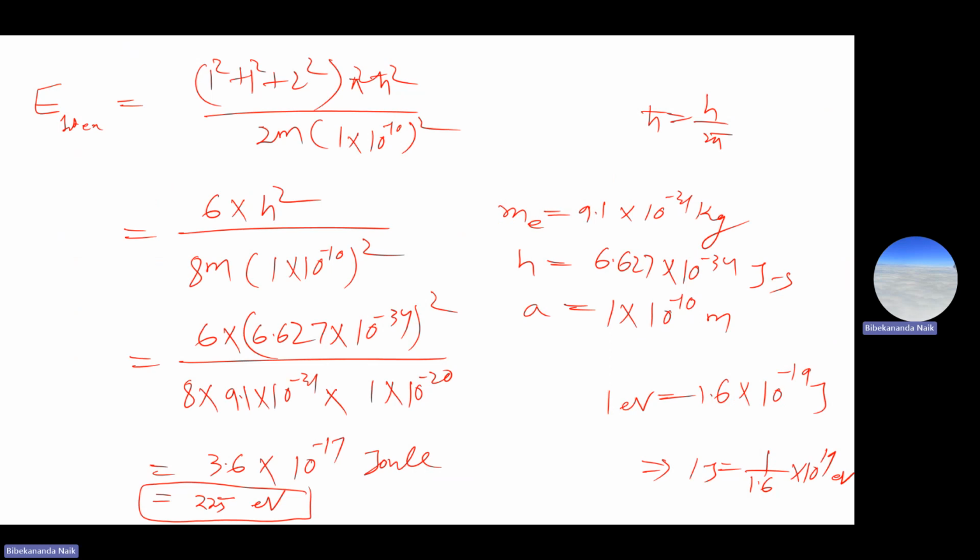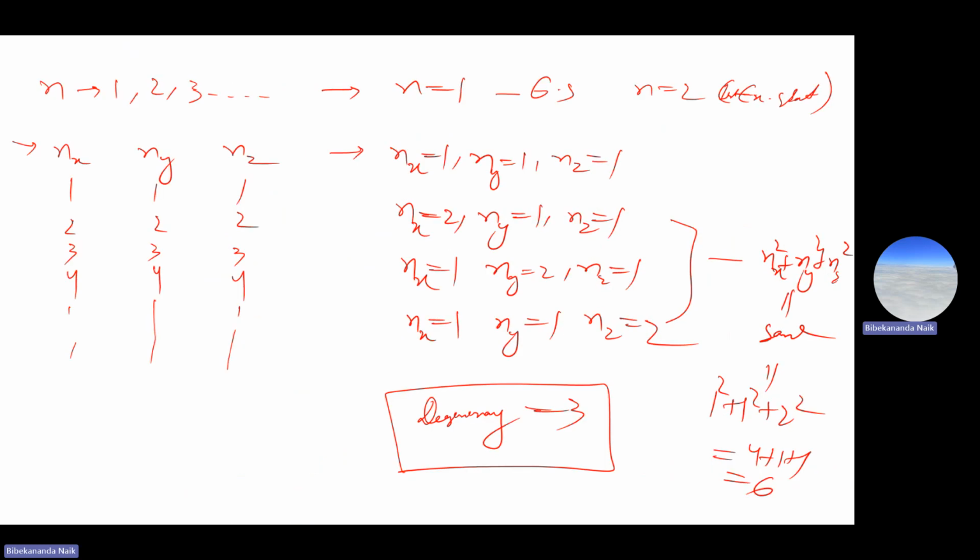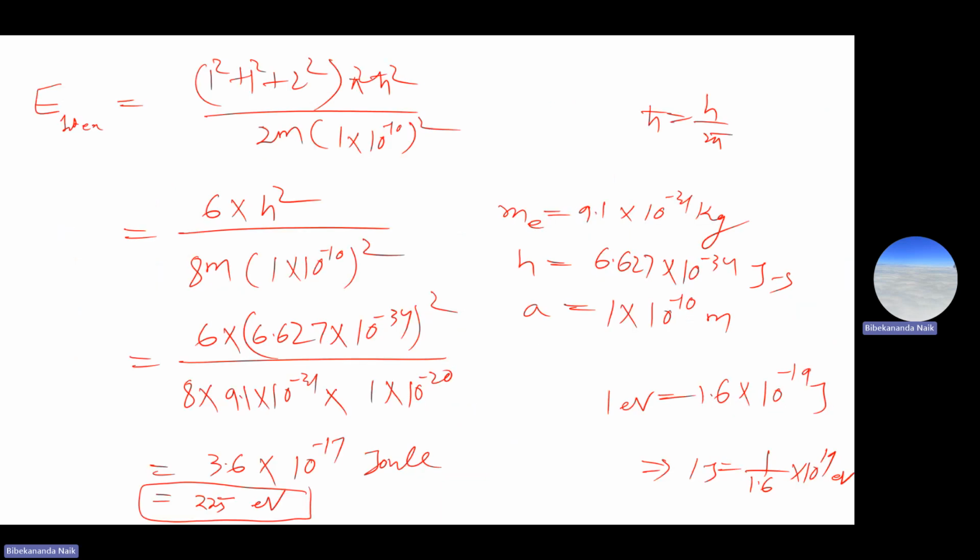Now this is the energy of the first excited state. If we talk about the ground state, the values of nx, ny and nz are all 1. It will be 1 square plus 1 square plus 1 square, so it will be 3. Here it was 6 into h square; in the ground state the expression will be 3 into h square with the same denominator. So the ground state energy will be half of this value. It will be 112.5 electron volt.